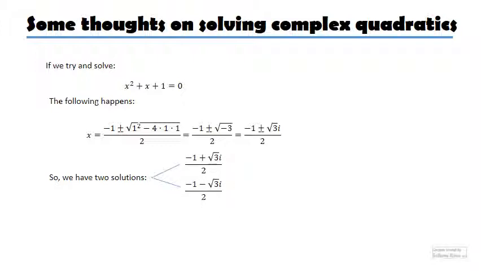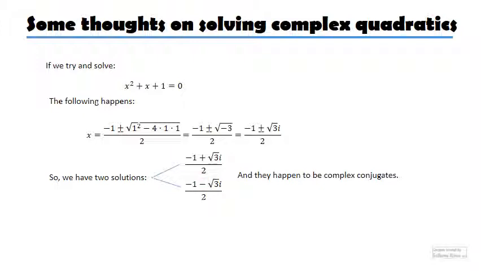I could write it separated into two different fractions, and hence the real part of this solution would be minus 1/2, and the imaginary part of this solution would be square root of 3 divided by 2. So realize the following thing that happens here. The solutions to this quadratic are complex conjugates. You see, the only thing that changes from here to here is the sign. So complex conjugates are the solutions to this quadratic.